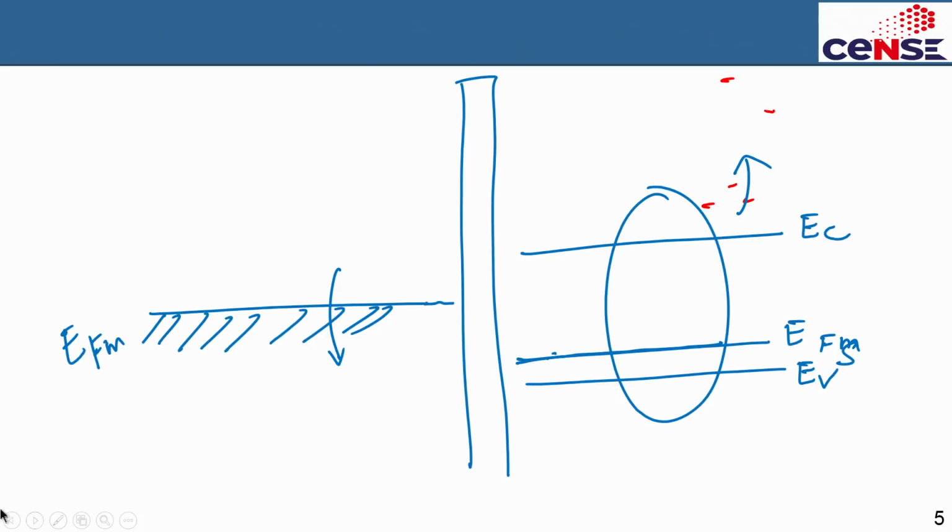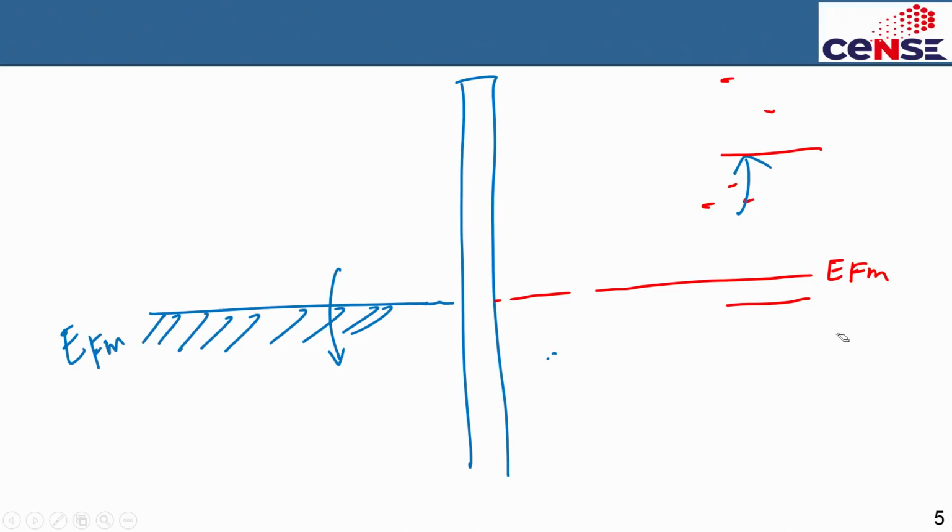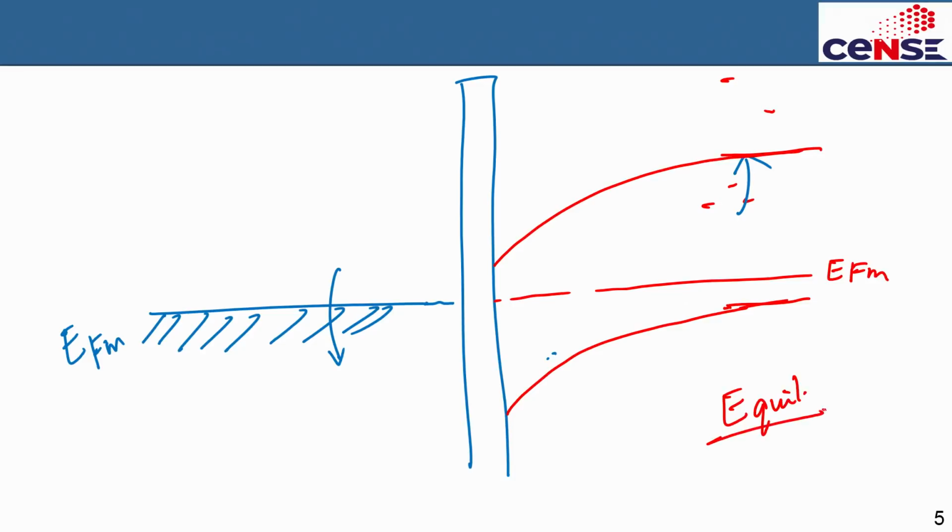Let me change the color here so that it becomes easier. So eventually the Fermi level will come here, but far away the valence band will always be here, the conduction band will always be here. So let me erase this part. So the Fermi level will be there. So what will happen is that it will basically be like that. So this is equilibrium, and the Fermi levels are aligned, but this is the equilibrium band diagram.